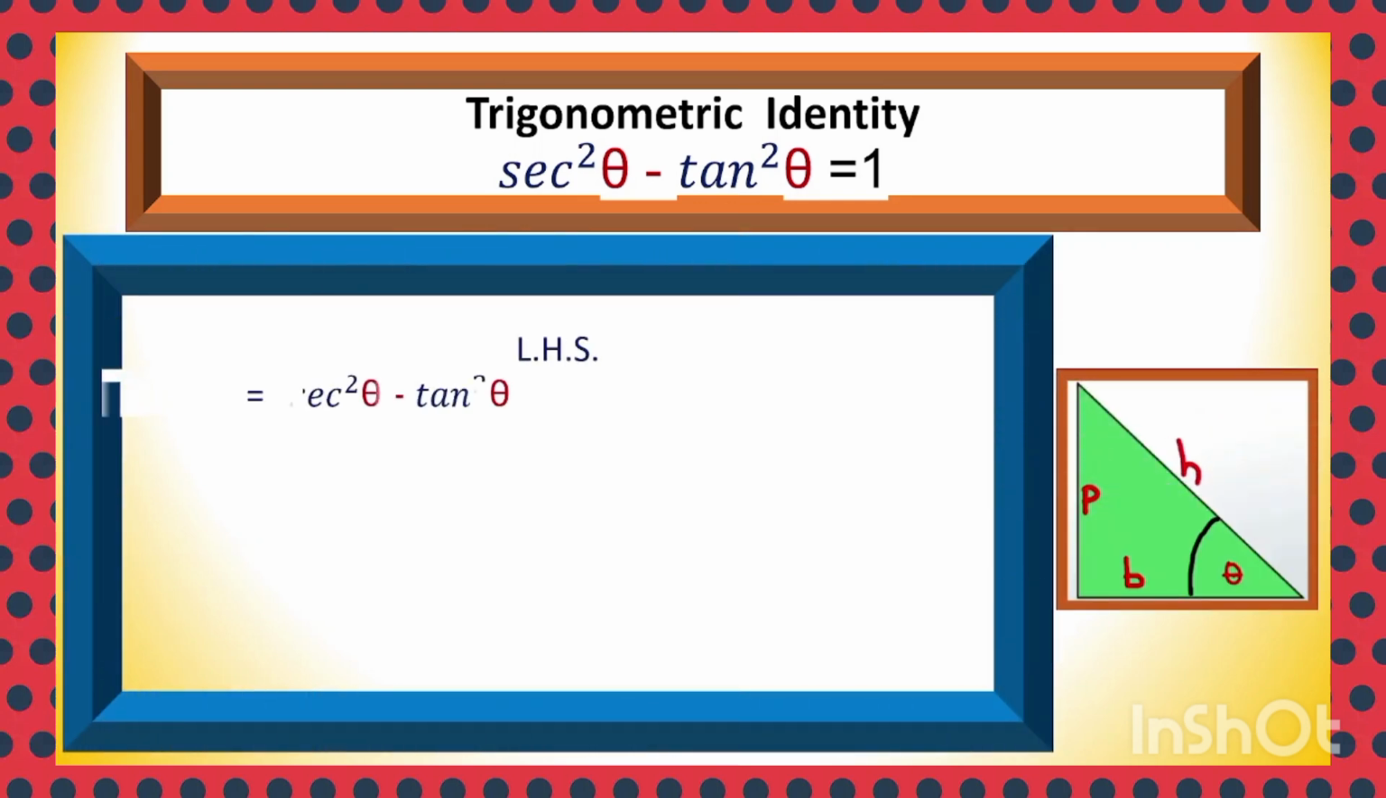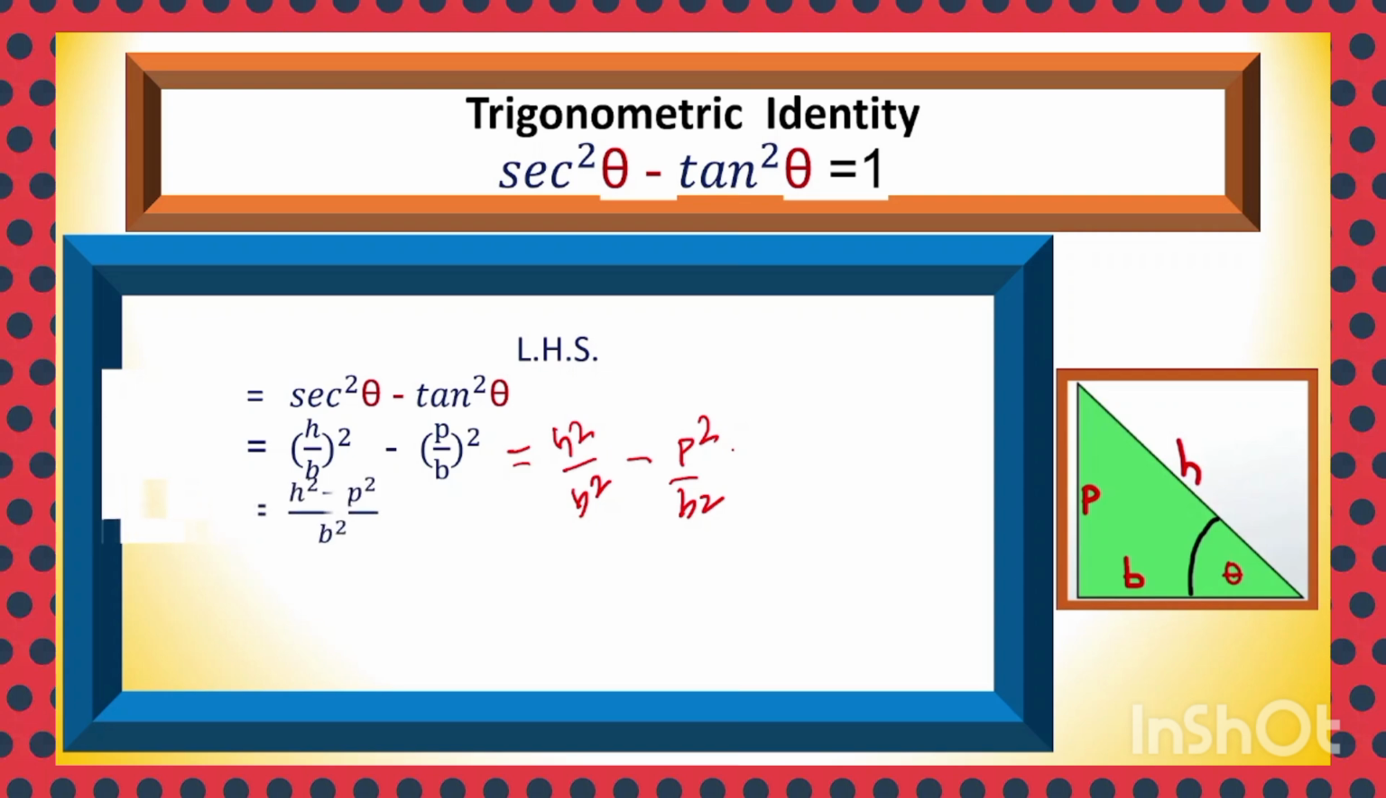Sec square theta minus tan square theta. We know sec theta is h by b, tan theta is p by b. So you can write h by b whole square minus p by b whole square. After removing the bracket, we can write h square by b square minus p square by b square. After taking the LCM, we can write h square minus p square by b square. And using the Pythagoras concept, h square minus p square is equal to b square. So it will be b square by b square, which can be cancelled, and the value is 1.